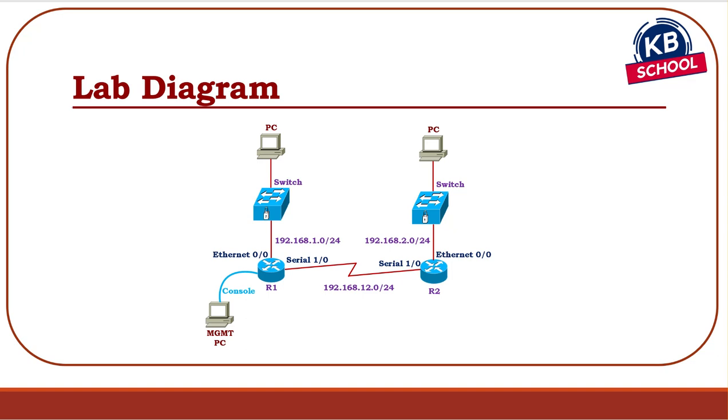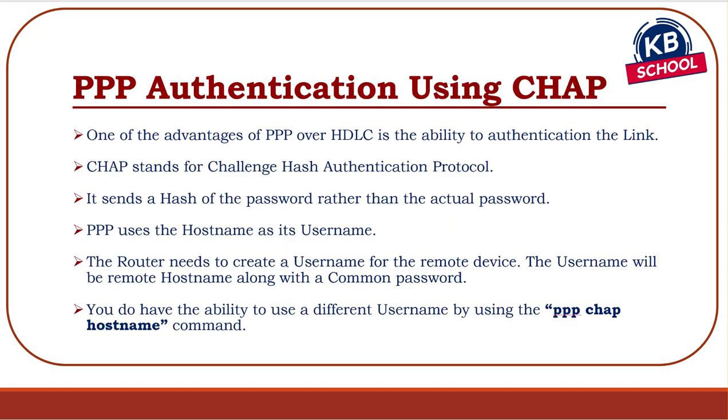All right, but before we go into the configuration part of it, let's take a look at CHAP a little bit. CHAP, as I said, is one of the advantages of PPP over HDLC. That is the authentication part of it. As I said, it doesn't send the actual password across, so a clear text password is not sent. It is a hash password that is sent.